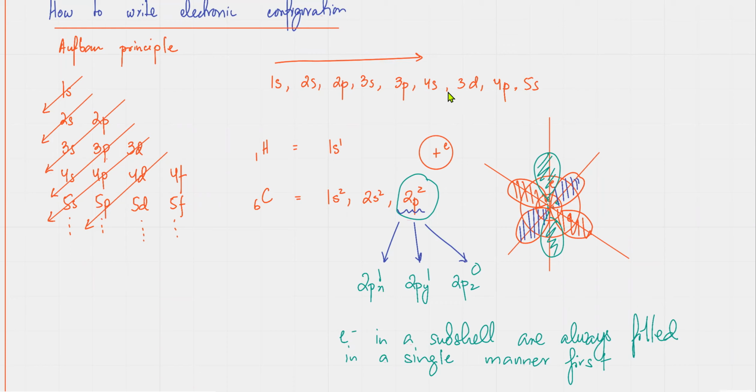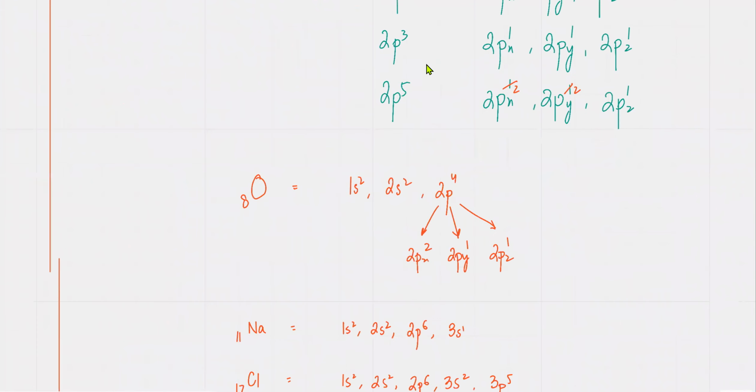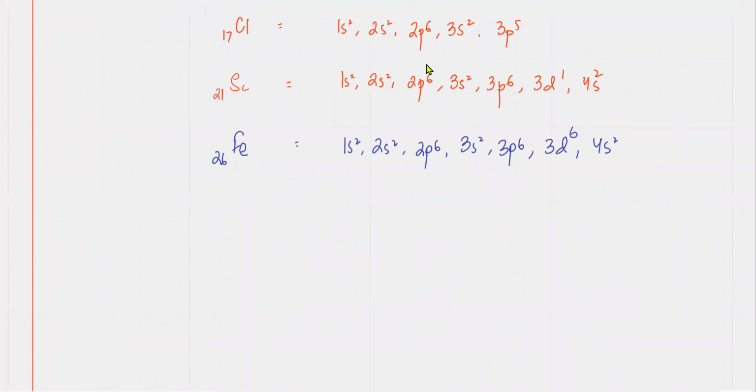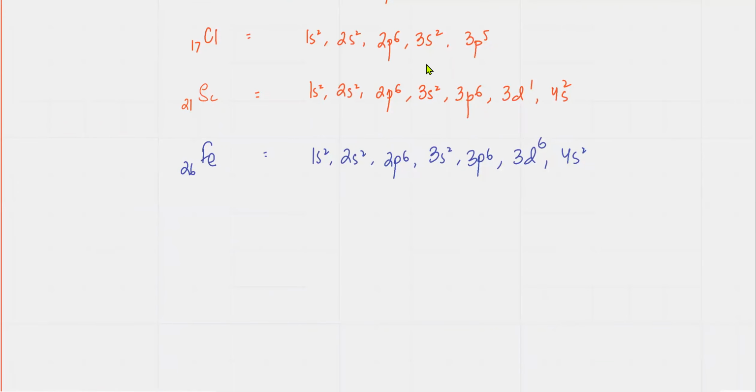So it's going to be 1s2, 2s2, 2p6, 3s2, 3p6, 4s2. I mean, it's better to just memorize all of this. Now, moving on, there are other ways of writing electronic configurations, but before that, we're going to study two special cases, whose electronic configurations are different. So you have to remember the electronic configurations of these.